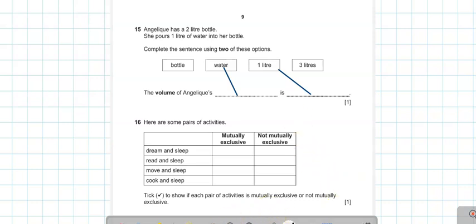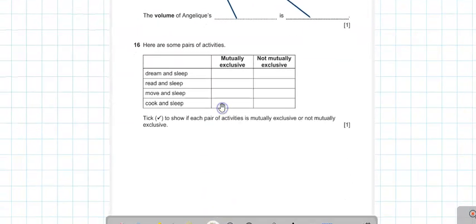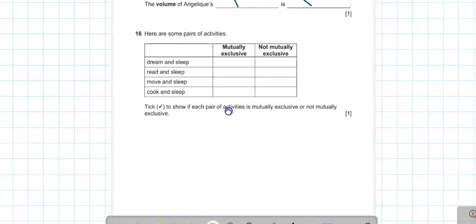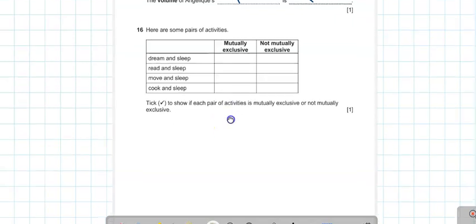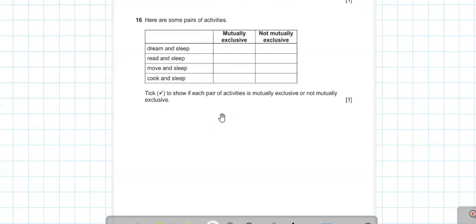Okay, the next question, question 16. Here are some pairs of activities, mutually exclusive and not mutually exclusive. Mutually exclusive means 2 events can't happen at the same time, and the second thing, not mutually exclusive, means 2 events or 2 activities can happen or occur at the same time.